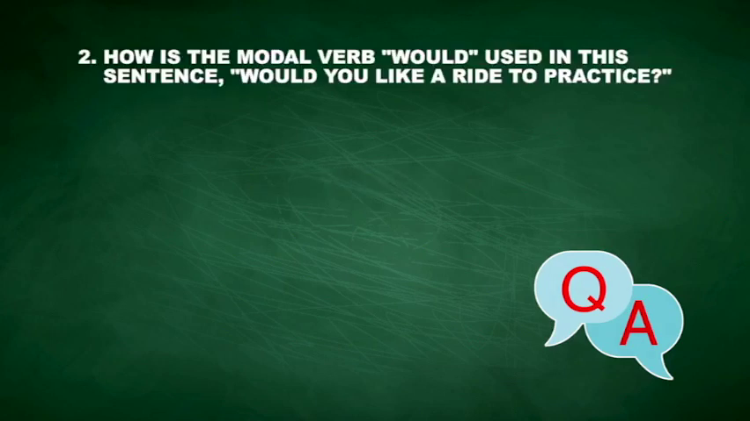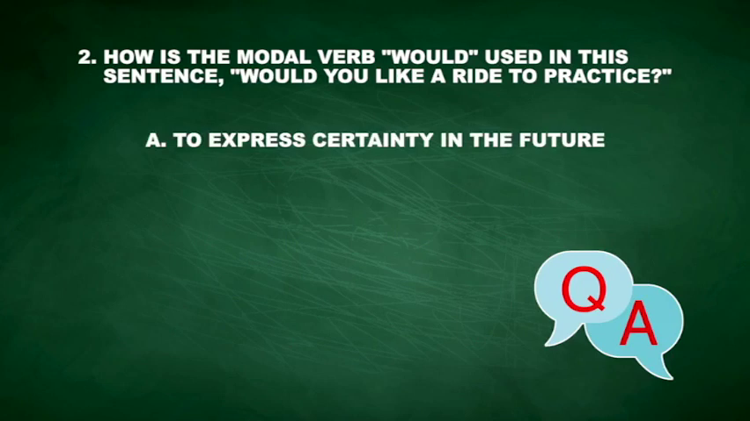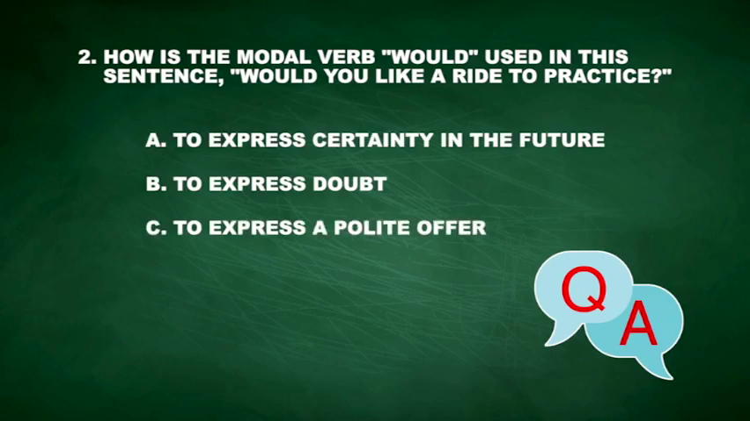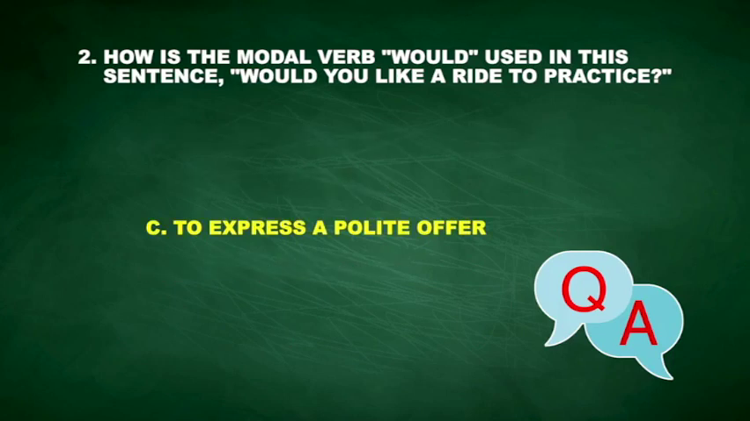Question 2. How is the modal verb would used in this sentence? Would you like a ride to practice? A. To express certainty in the future. B. To express doubt. C. To express a polite offer. D. None of the above. If you answered C, you know that, in this case, the modal verb would expresses a polite offer.